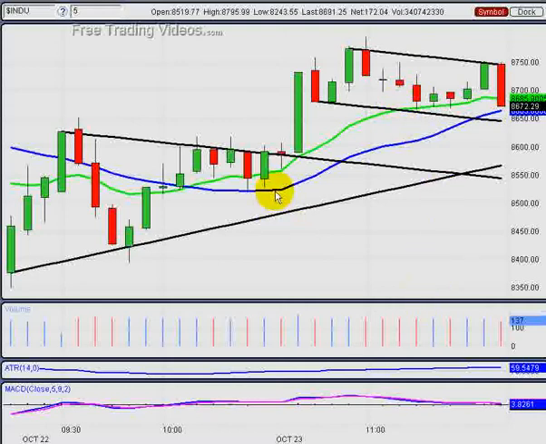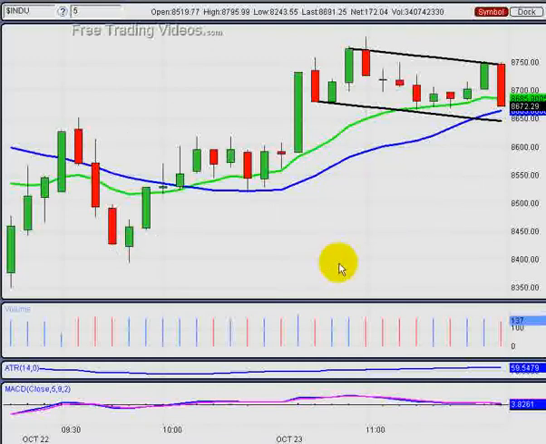So what I'm looking for in this setup is a potential bull flag. We had this nice big move up from the swing low here all the way up, and now we're going like this. We're getting a series of lower swing highs and lower swing lows.